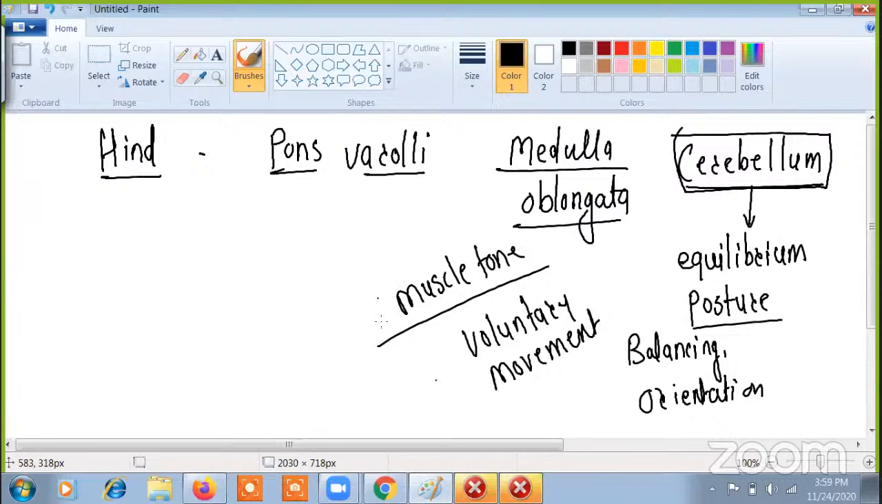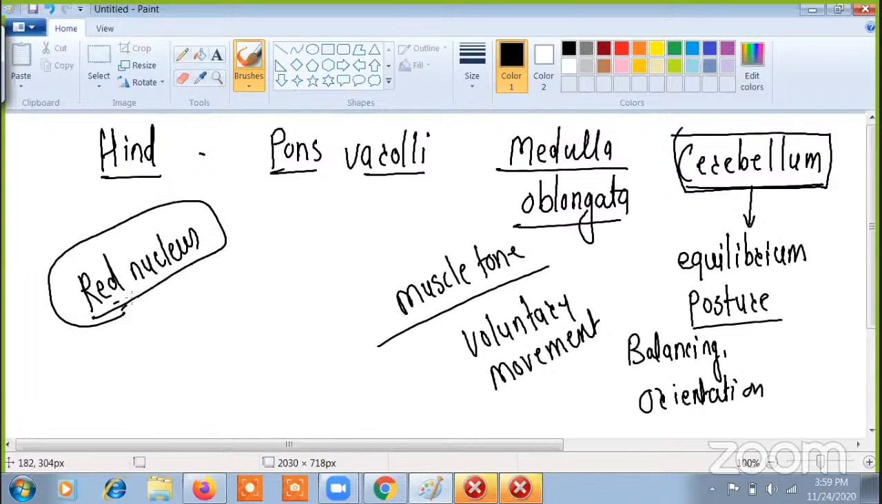Along with the cerebellum, the red nucleus of the midbrain, note this, the red nucleus of the midbrain that we have just discussed, is also responsible for the posture, right? And the muscle tone. So both the cerebellum and the red nucleus of the midbrain are involved in maintaining the posture as well as the muscle tone.